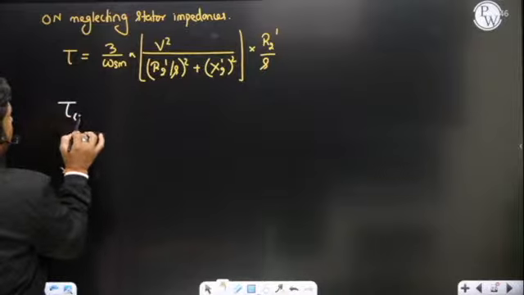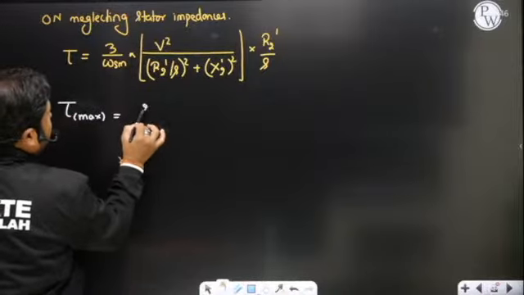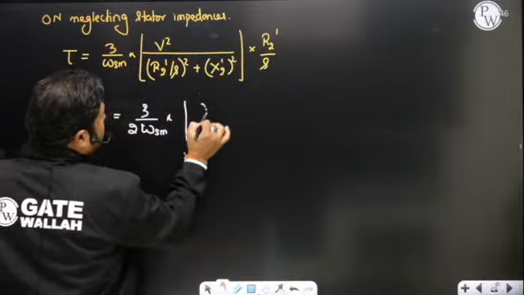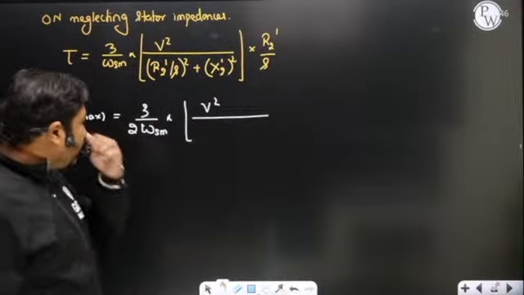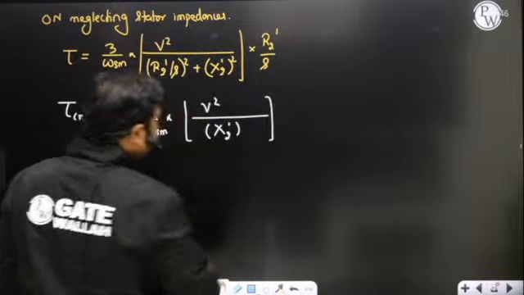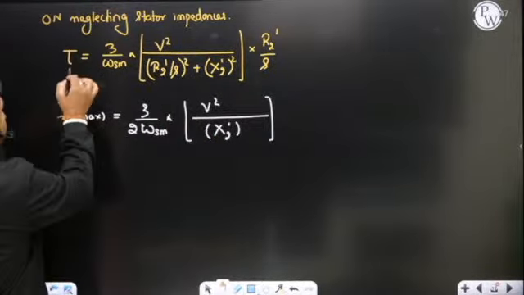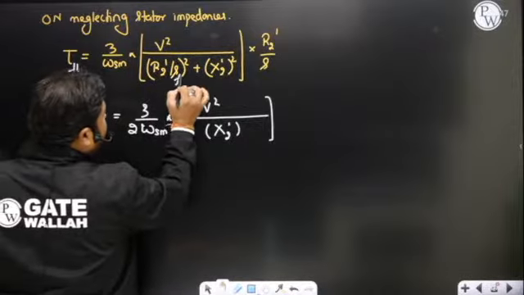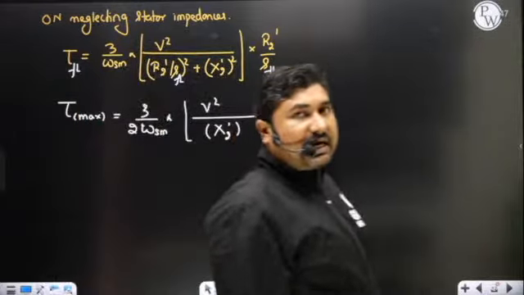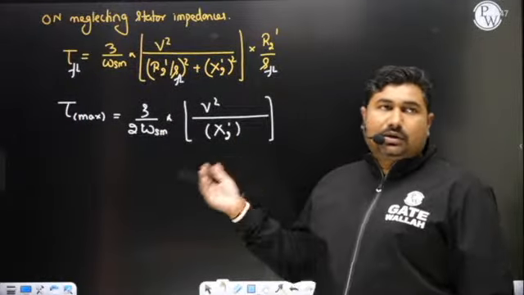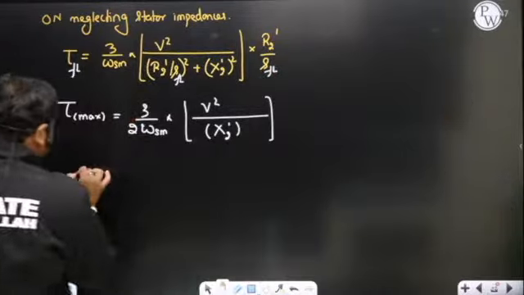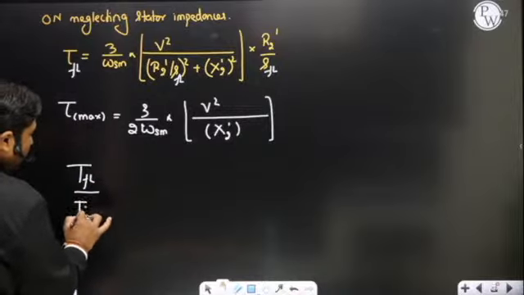However, the maximum torque expression in case the stator impedances are neglected is 3 by 2 omega sm into V square, where V is the per phase voltage, upon X2 dash. So when we mark it as full load, this will become full load. When you put the slip at the time of start, then the torque will become starting torque. So full load or starting, whatever you want, you can take the ratio. So I am going to write here the full load to maximum torque.